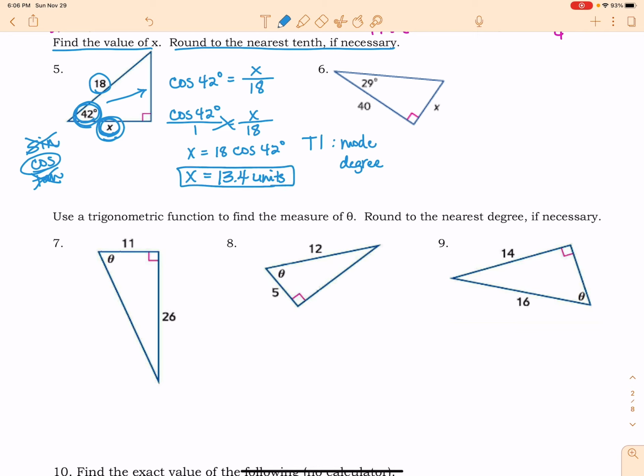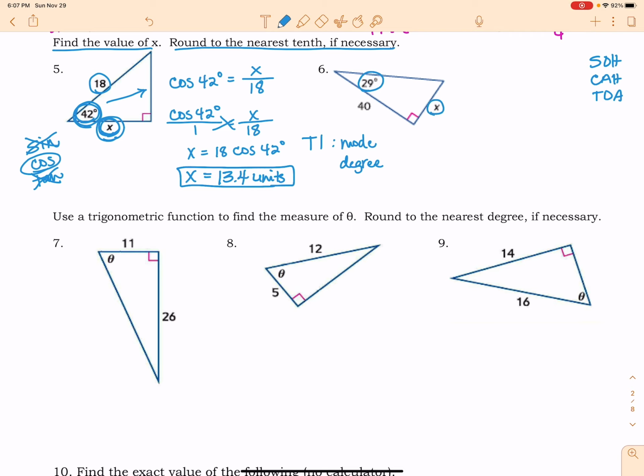Magic. Okay, let's do the next one. Now I've got the angle 29. Remember, I'm always going to look at the angle to figure out how to set this up. So am I going to use sine, cosine, or tangent? Here's x. That's what I'm looking for.